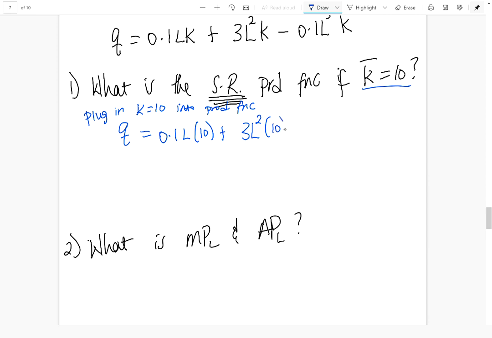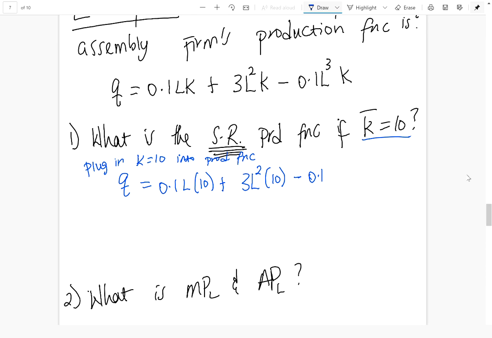Okay. Minus 0.1. If you got that, good job. L cubed times 10. So we can expand this. 10 times 0.1, just move the decimal place ahead 1. So we have 1L plus 30L squared minus, again, move that decimal 1 because of the 10, 1L cubed. In case you're wondering, 0.1 is just 1 over 10. So 0.1 times 10 would be equal to 1 over 10 times 10, and those can cross out.